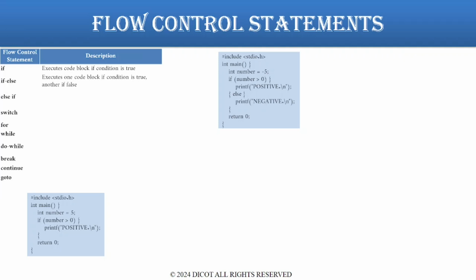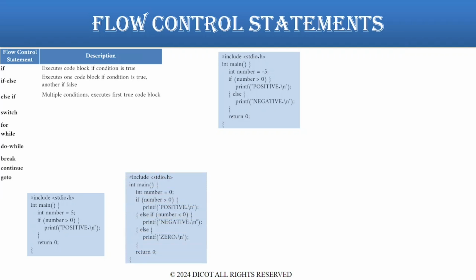Next, the if-else if ladder allows multiple conditions to be checked sequentially. This example extends the logic to also check if the number is positive, negative, or 0. Number is initialized to 0, and we are checking if number is greater than 0 or less than 0. But in this case, since number is 0, both the conditions will fail and the last else condition will hit and the program will print 0.